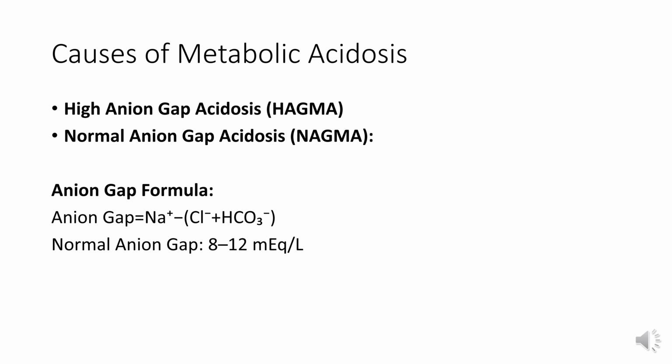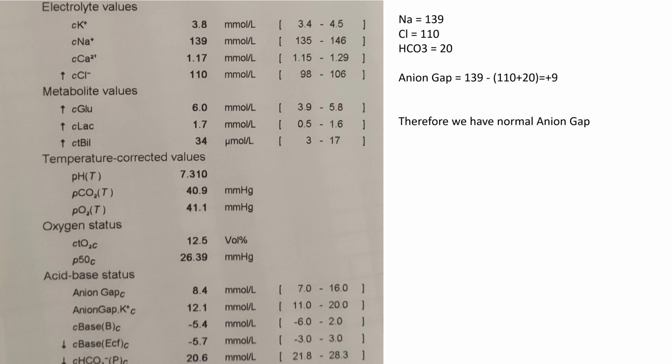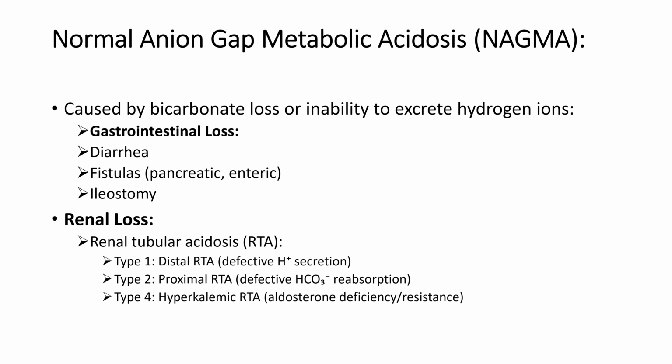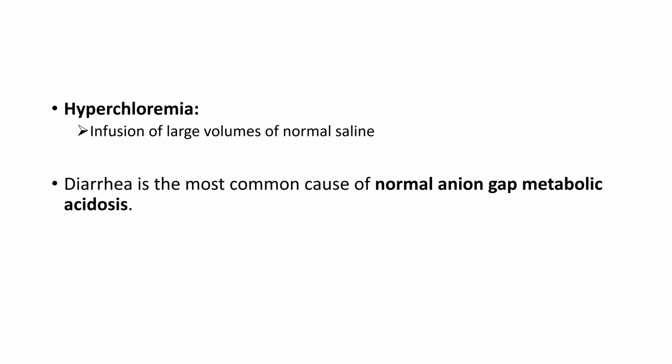Causes of metabolic acidosis can be better understood based on anion gap. High anion gap metabolic acidosis is accumulation of unmeasured acids like ketones, lactate, and methanol poisoning. Normal anion gap metabolic acidosis is caused by loss of bicarbonate or reduced hydrogen ion excretion, like in diarrhea or renal tubular acidosis. The anion gap is critical in distinguishing high anion gap acidosis from normal anion gap acidosis.